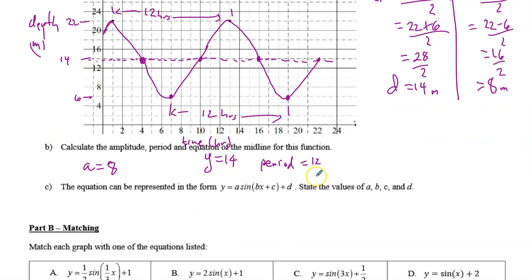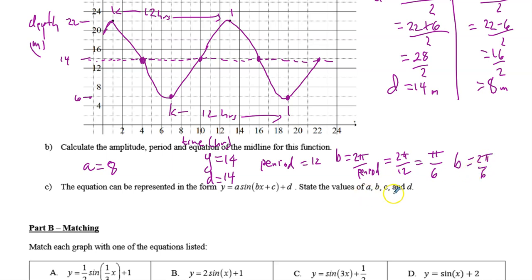equals 12. Now, this equation can be represented in the form y equals a sine bx plus c, plus d. So we've got a. Y equals 14 is the equation of the midline, and the d value is 14. The period is 12. B is equal to 2 pi over the period, which is 2 pi over 12, which will reduce to pi over 6.